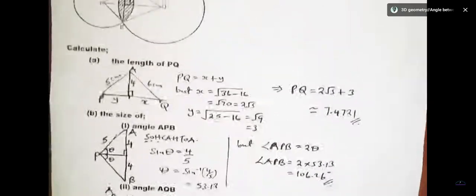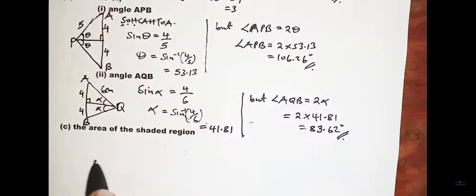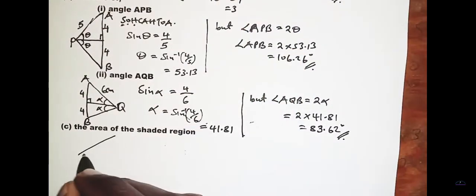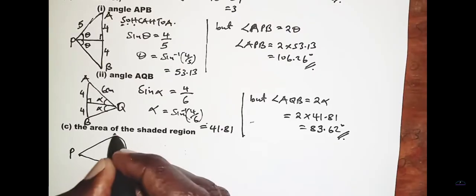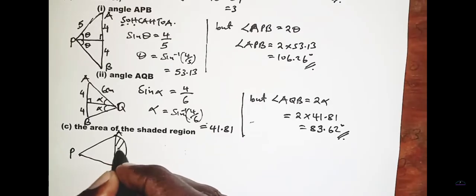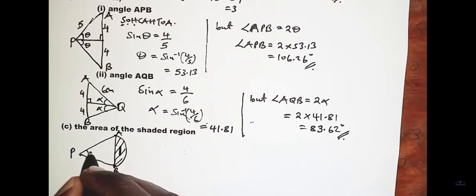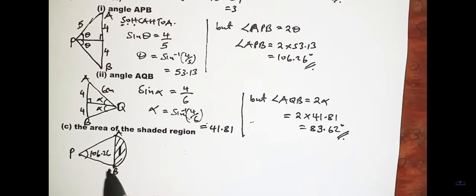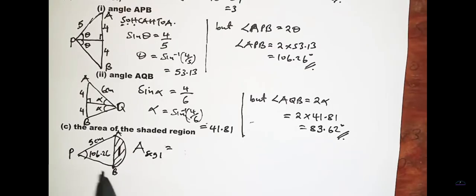So we are going to break it down as follows. So we have this sector PAB, you can draw it here. So here is P, here is A, and here is B. So we are interested in this first part here. Let's call it segment 1. And then this angle here is 106.26. Here we have 5 centimeters. So the area of that segment will be given by getting the area of the whole of this sector, and then you subtract the area of the triangle. You remain with the shaded part.